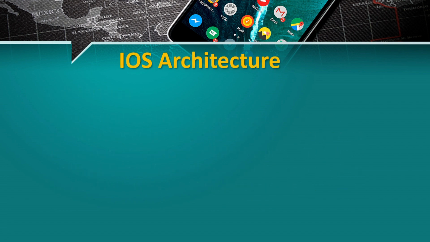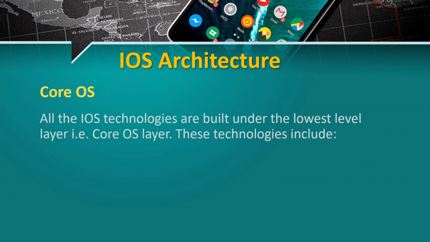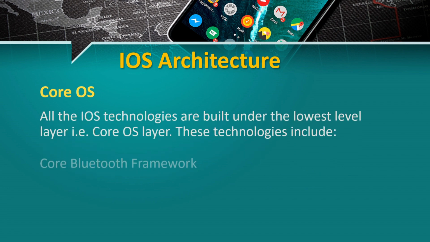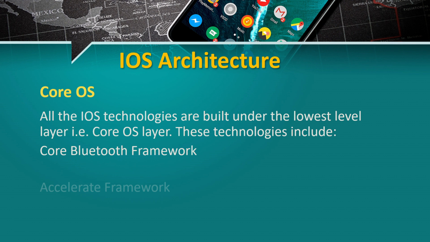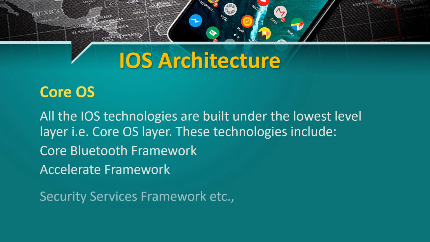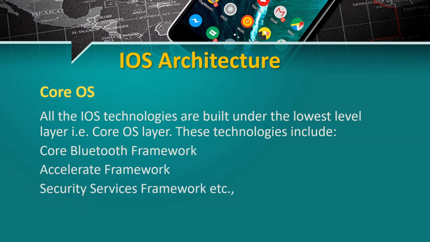The next layer is core OS. It contains all the iOS technologies that are built under the lowest level layer, that is the Core OS layer. It has many frameworks like the Bluetooth framework, external accessories framework, and security framework. Like this, it has many frameworks. Same as an Android phone, which has the drivers, it has many frameworks like that.